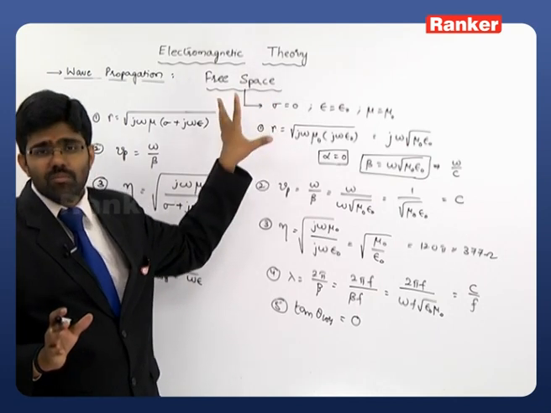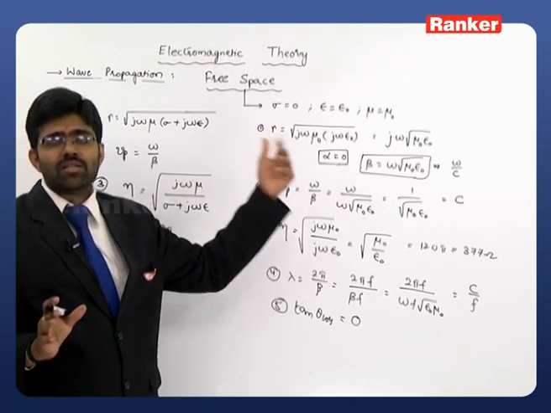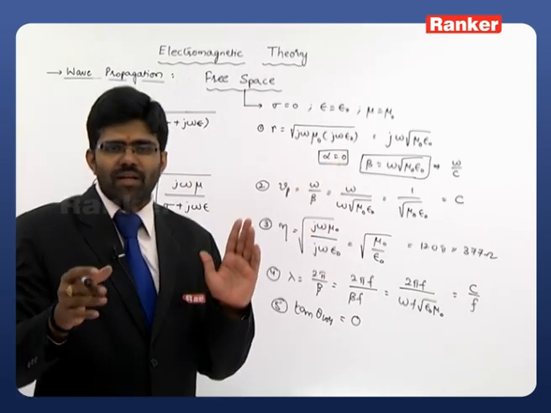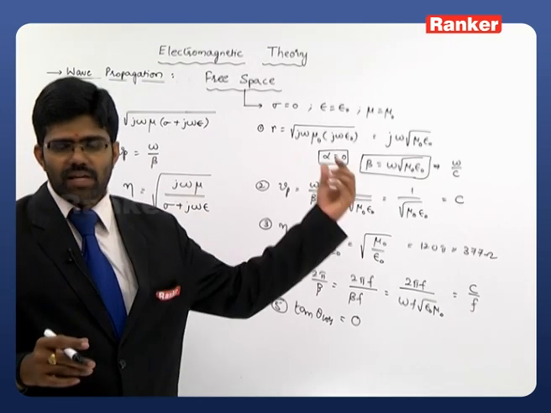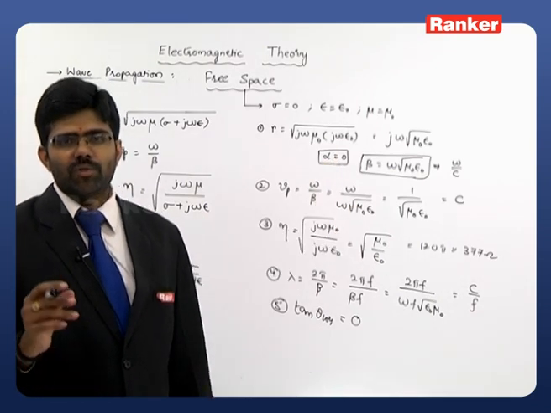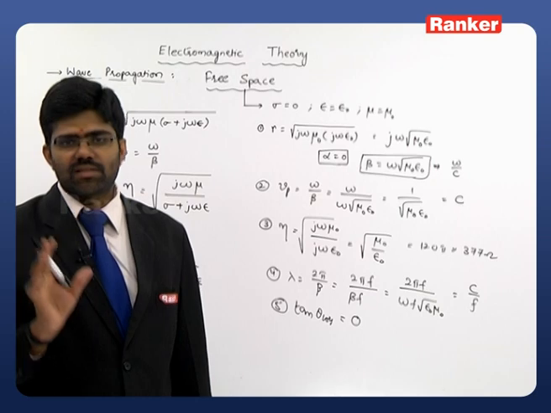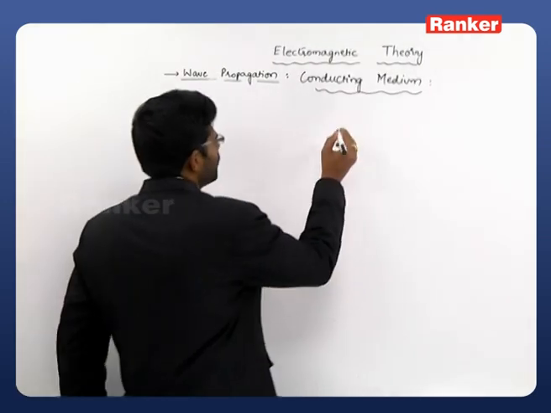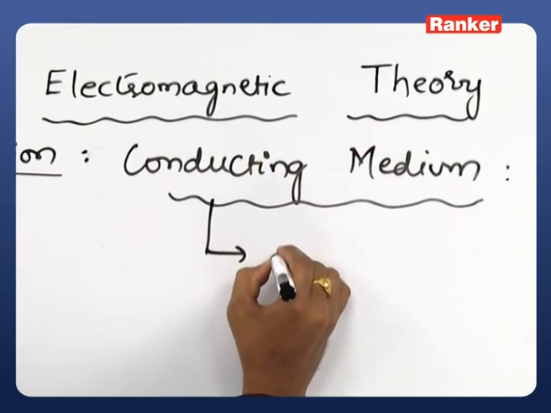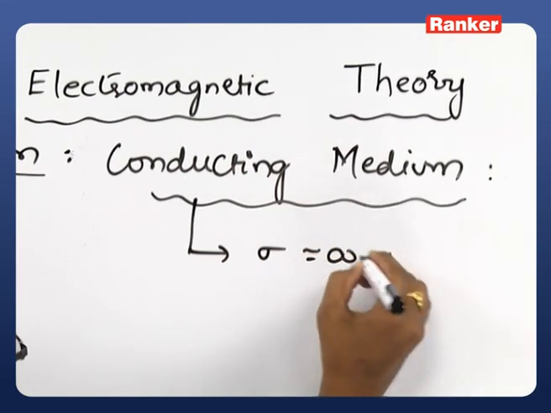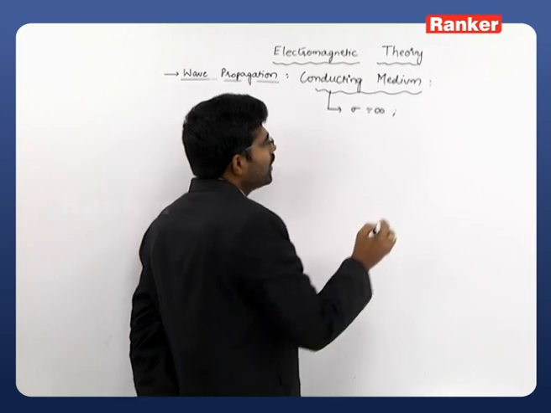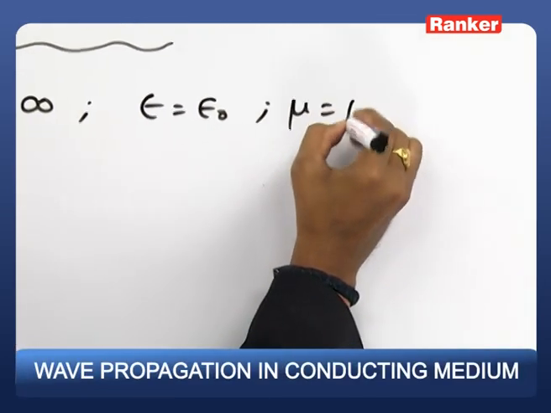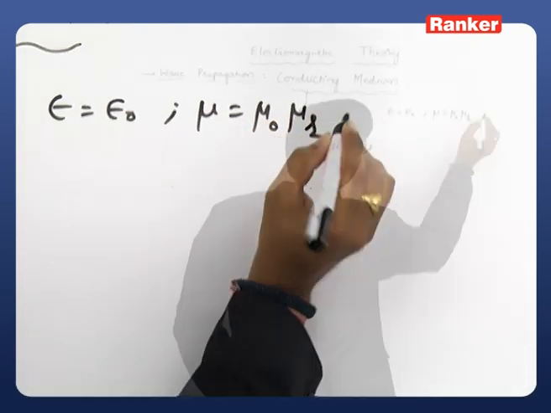So this is our third medium that we discussed, and the last medium we are going to discuss is the conducting medium. If we apply a wave to a conductor, how will these characteristics be defined and what happens to that particular wave, we will discuss now. For the conducting medium, sigma is approximately infinite, a very, very high value, epsilon is equal to epsilon naught, and mu is equal to mu naught mu r.